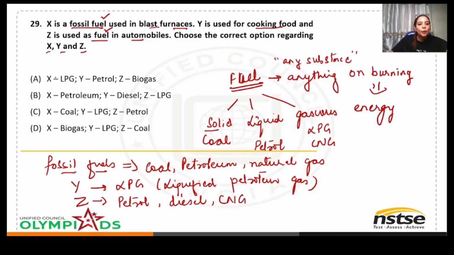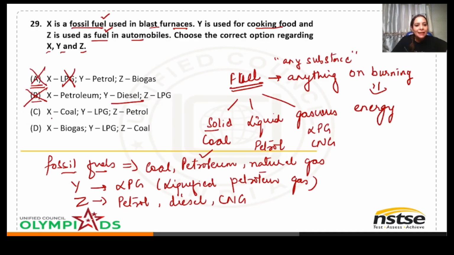Now here the option says X is used in blast furnace and it is a fossil fuel. So option A says X as LPG. We know that LPG is not a fossil fuel, so directly you can skip Y and Z because this option is not going to be correct. Option B says X as petroleum. Yes, petroleum is one of the fossil fuels. We can keep it in clue. Y as diesel. But Y is used for cooking food? For cooking you don't make use of diesel. Again, no to this option because this one is incorrect.